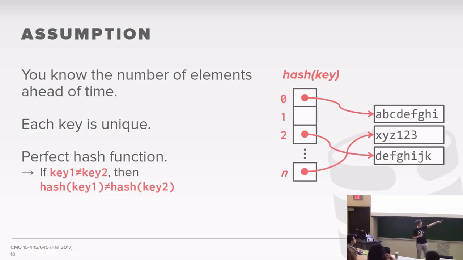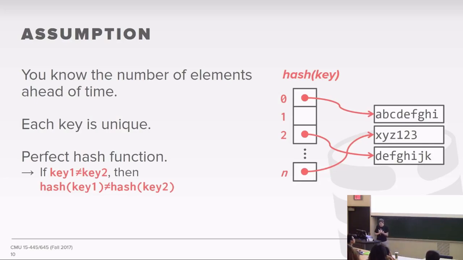So in this particular example, I have what is called a perfect hash function, which guarantees that if you have two keys that are distinct, then their hashes for whatever hash function I use will also be distinct. But we'll see that this is hard to do if you don't know the number of elements you're going to have ahead of time. So people spend a lot of time coming up with different hash functions to try to reduce this collision rate or get close to being a perfect hash function without actually being one.